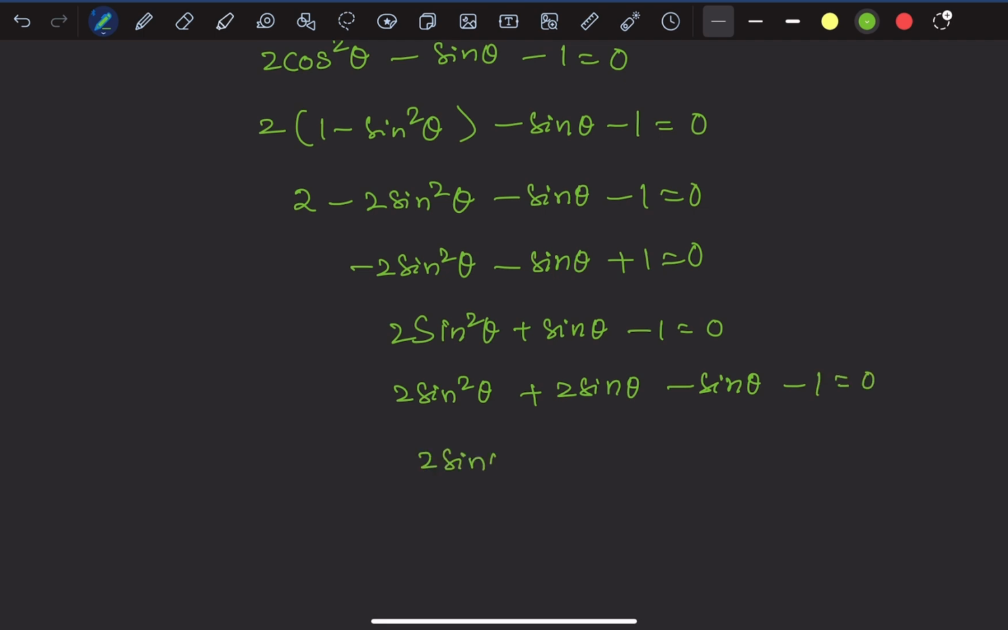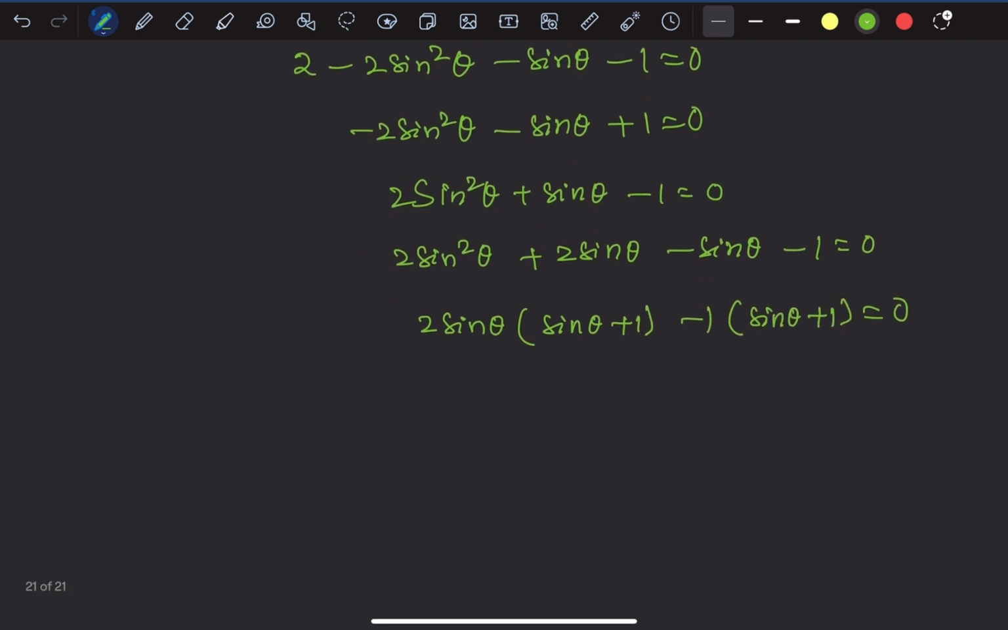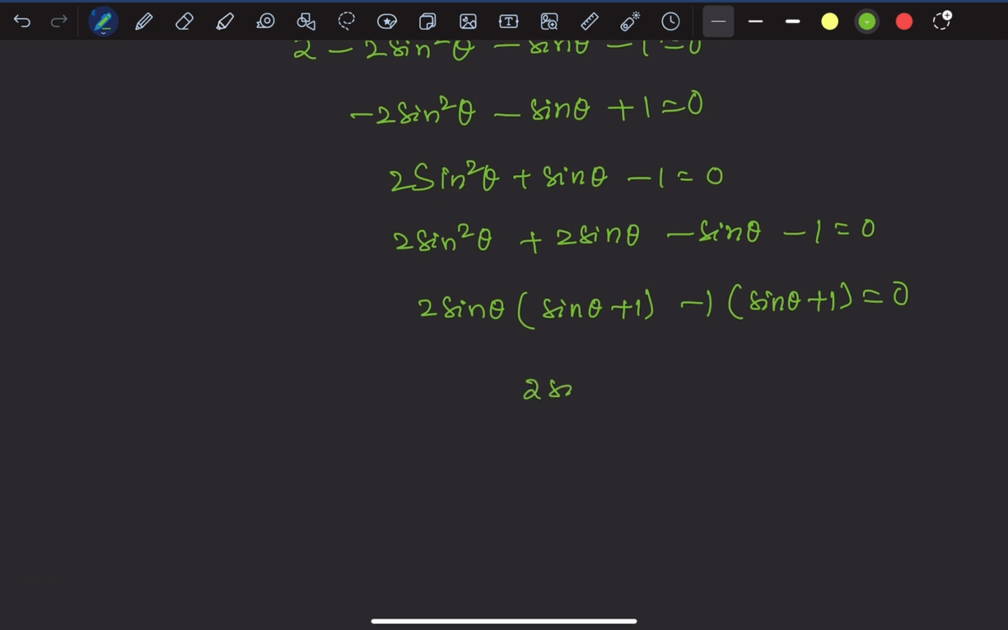So 2 sine theta is common here. So you'll get sine theta plus 1, and minus 1 is common. You'll get sine theta plus 1 is equal to 0. So (2 sine theta minus 1) multiplied by (sine theta plus 1) is equal to 0. So sine theta equal to minus 1 or sine theta is equal to 1 by 2.